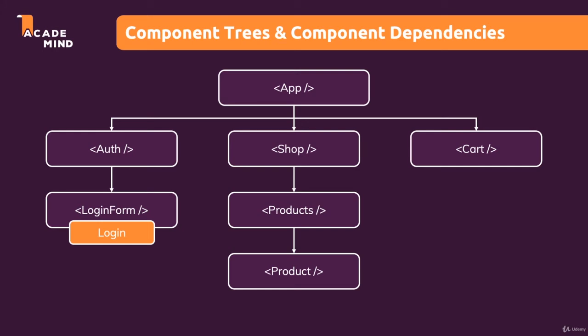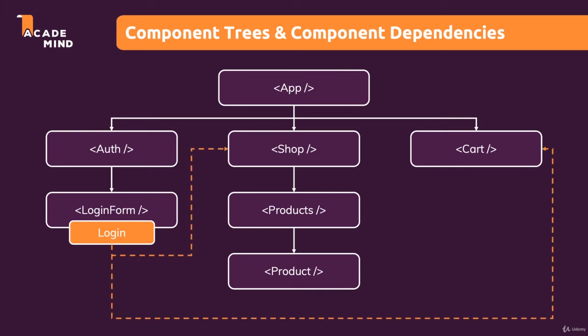And we might need that login data, that login status, the information that the user is logged in, in different parts of the app. We might need it in the shop, we might need it in the cart, to show the cart, to avoid that the user can go there if he or she is not logged in. It's easy to imagine that we need information about the login status in different parts of the app. And we have something similar.